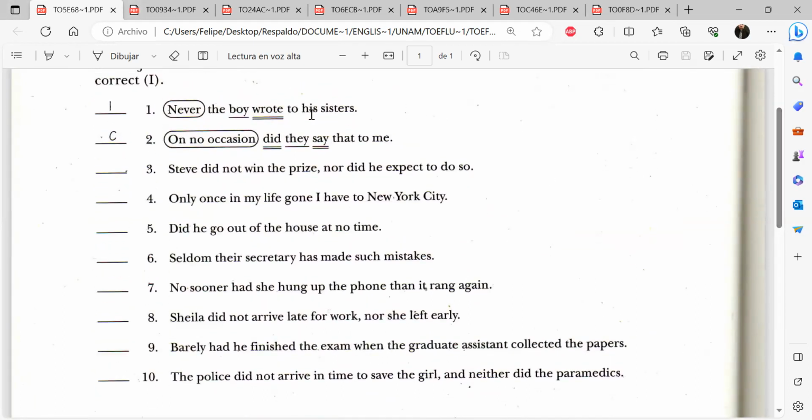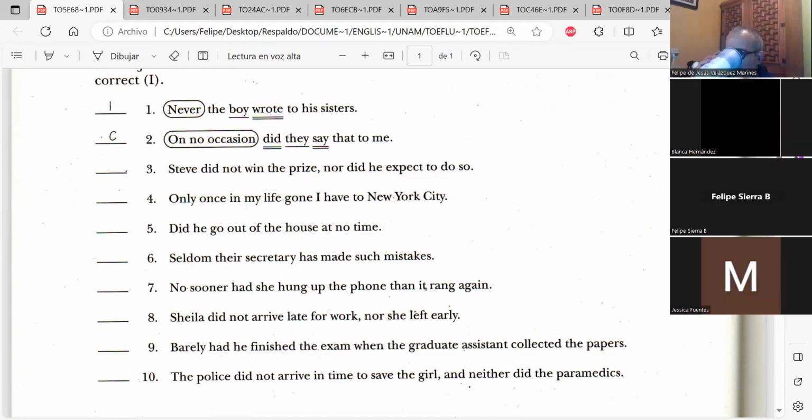Okay, never the boy wrote to his sister. After never, we have to use auxiliary, subject, verb. How would you complete this sentence, Jessica? How would you correct it? It's in past. Okay, never did the boy write to his sisters. Perfect. Yes, on no occasion, because we didn't have an auxiliary, and what you did was correct, wrote in past. Okay, auxiliary verb did. On no occasion did they say that to me.